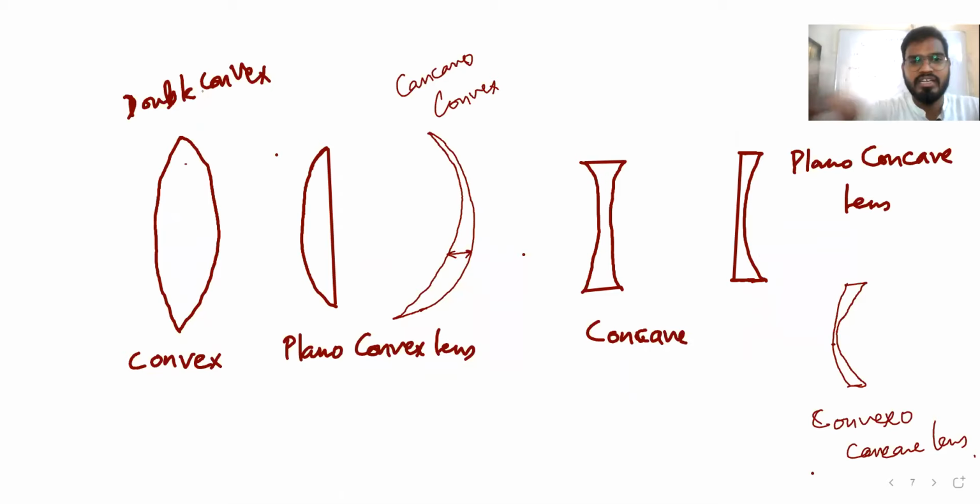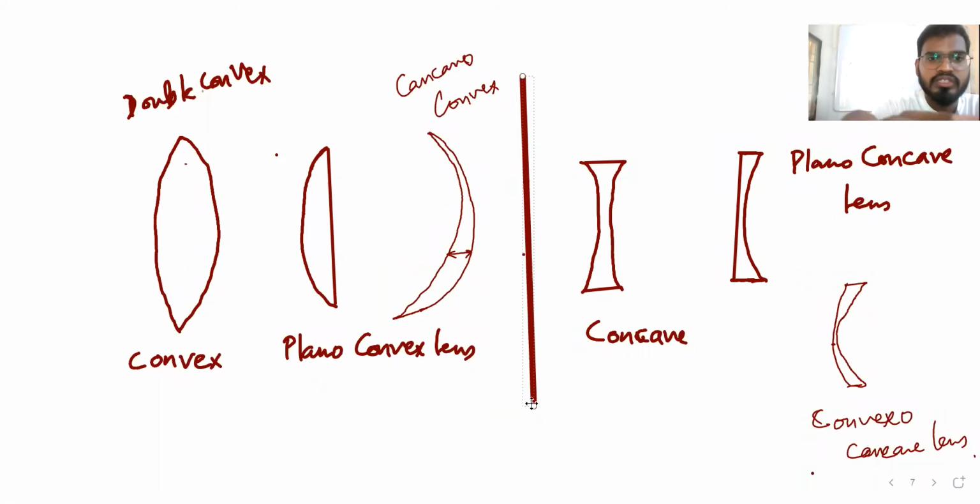Two types of lenses are there, right? What are those? First is the convex lens. From both sides, this lens is like this. So both sides are convex, and we write double convex lens. One side is plane and one side is convex, so it is a plano convex lens.